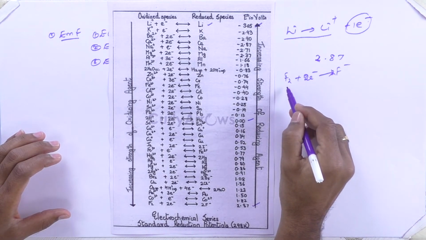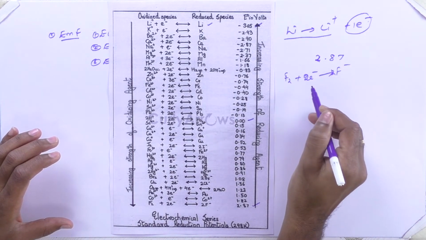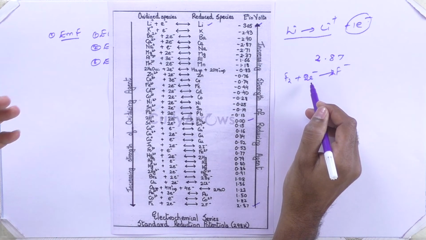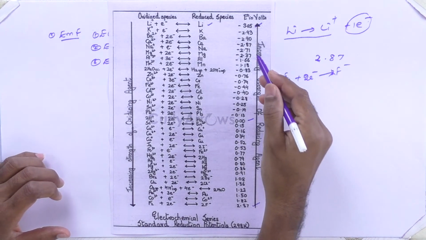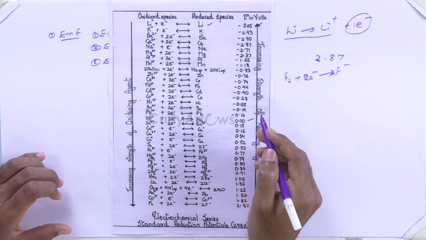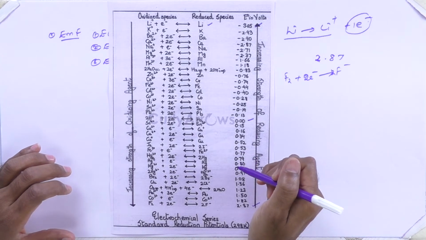So basically, the tendency of fluorine is reduction. When fluorine is introduced in the system, it will demand electrons from some other compartment, and that will oxidize the material. So based on the position of the materials in the electrochemical series, we can tell about the reactivity and activity of the various metals.